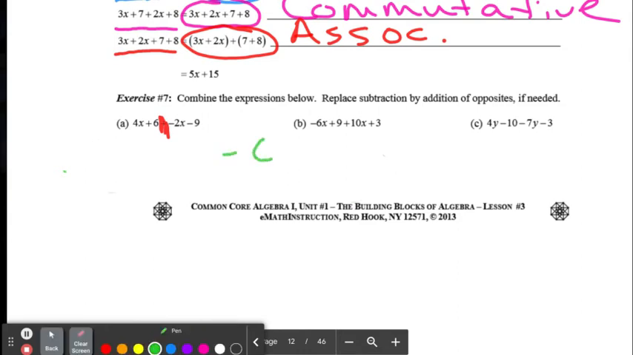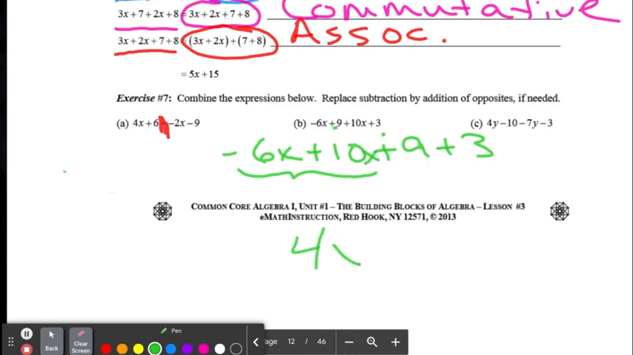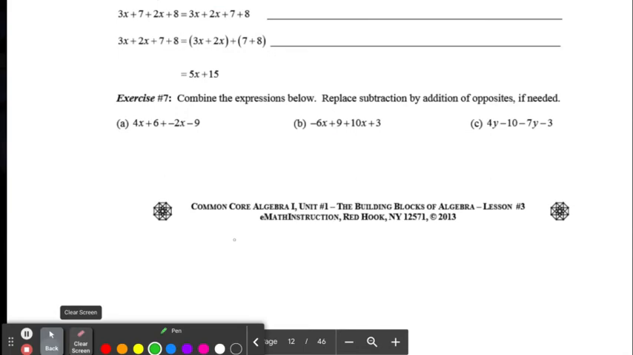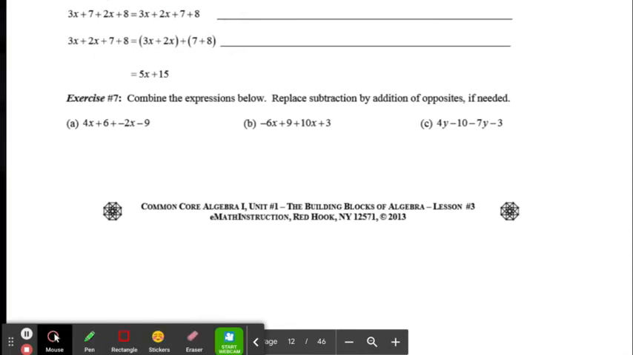So I have negative 6x plus 10x. Those are like terms. And then the 9 and the 3, plus 9 plus 3. So negative, oops, I missed the x. Negative 6x plus 10x. So negative 6 plus 10 is 4x. And then 9 plus 3 is 12. Oops. Lots of oopses going on.